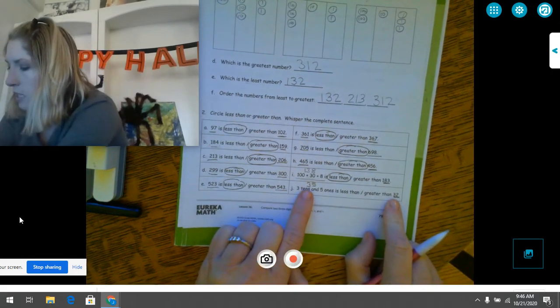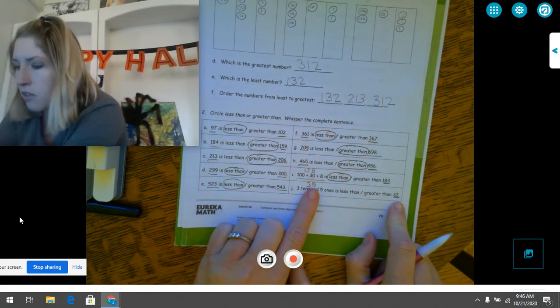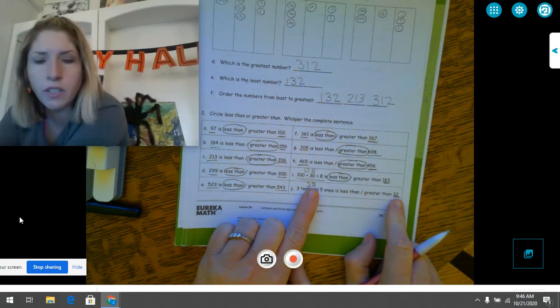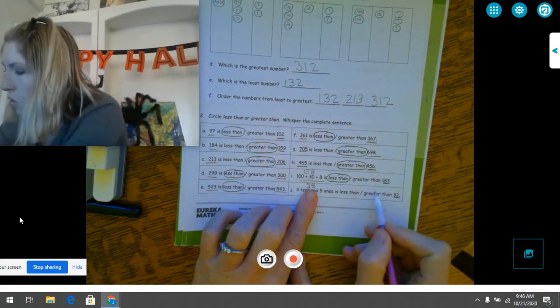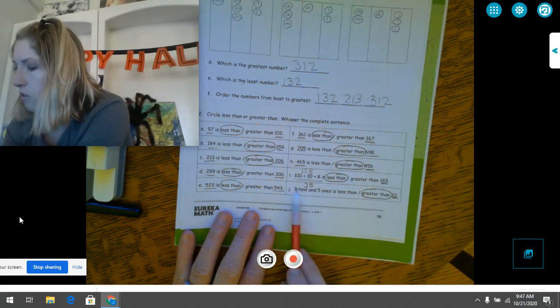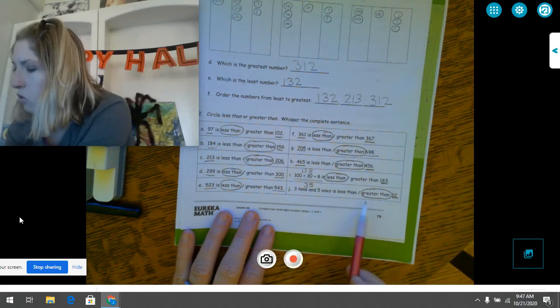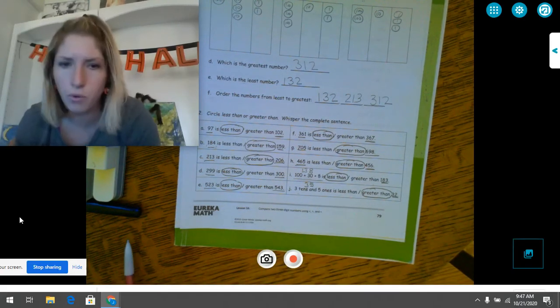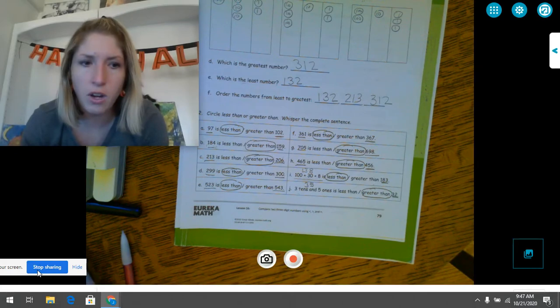Well, there's a 3 in the tens place in both, but we look at those ones and there's a 5 in the ones here and a 2 in the ones over here. So 35 is greater than, because 5 is greater than 2. Let's read it out loud together. 3 tens and 5 ones is greater than 32. Great job.